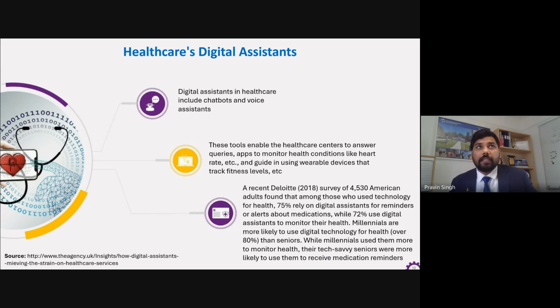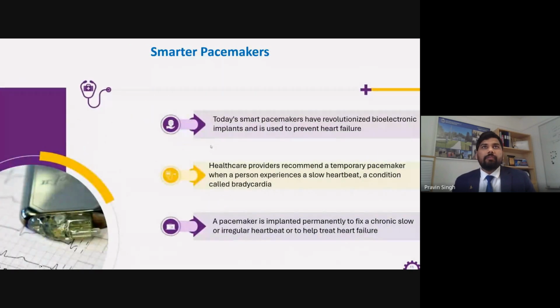And the next device is the smarter pacemaker. Pacemakers are now AI powered, which allows real-time heart monitoring. So what is the difference between a traditional pacemaker and a smart pacemaker? You can understand how people think about the innovation and the concept. Basically, a traditional pacemaker just regulates the heartbeat, and the smart pacemaker connects to an app and sends alerts if a problem is detected. That is why it is smart.